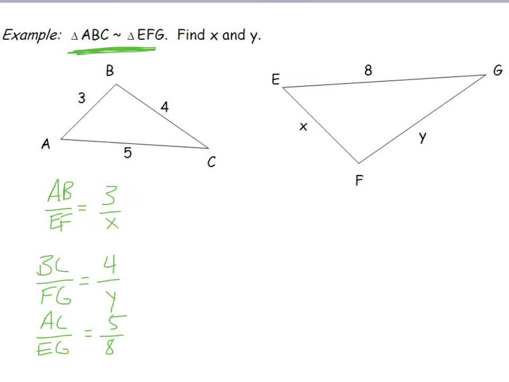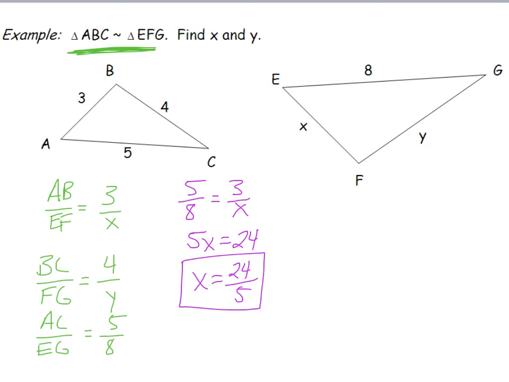So the first thing I'm going to do is I'm going to take that 5/8, comparing the triangle ABC to triangle EFG. And we'll go ahead and say that 5/8, we'll compare that to the 3 over the x. So 3 over x. Now, when I solve the proportion, I cross multiply, I get 5x equals 24, meaning x equals 24/5. I can leave it like that. I like it, actually.